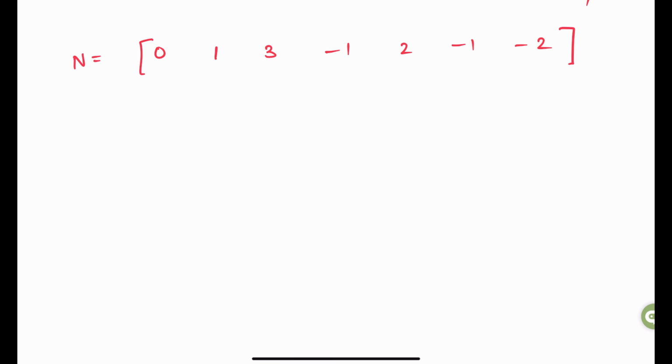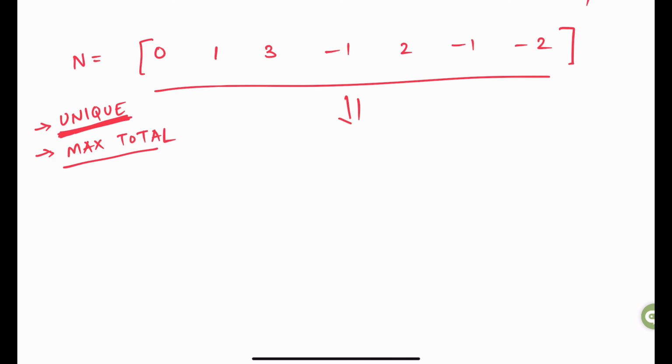Let's take this as our input. A couple of conditions that are given to us are the subarray should be unique and the total should be maximum of all of the elements. So with the uniqueness criteria, we need to make sure that each element only appears once in the subarray, and considering the max total criteria, we need to make sure that there are no negative numbers.